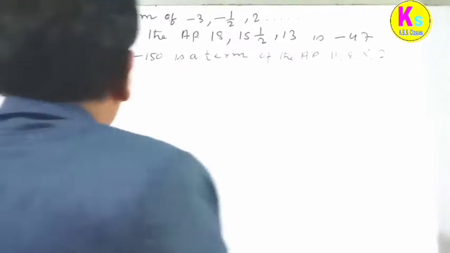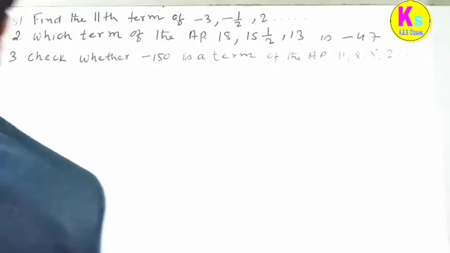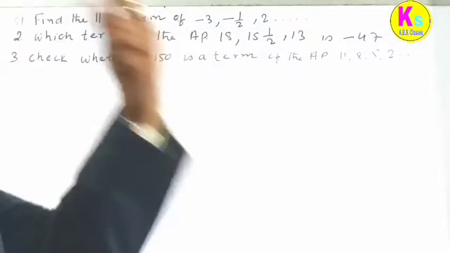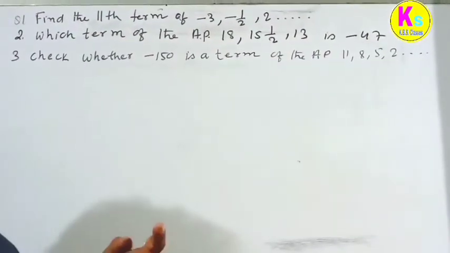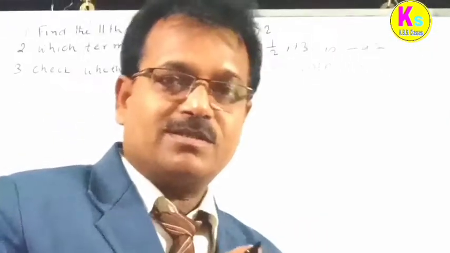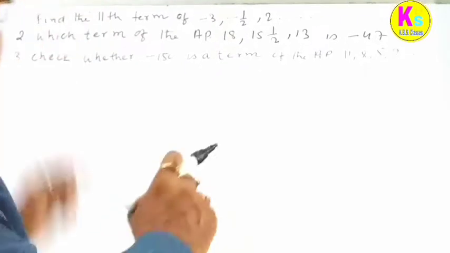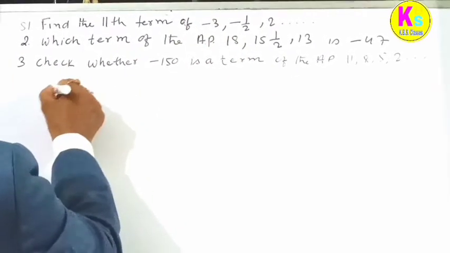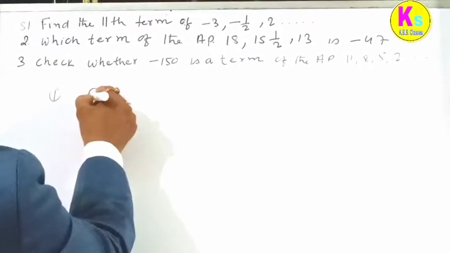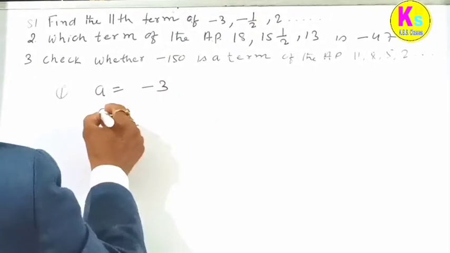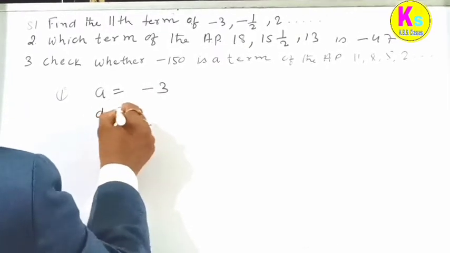First we are doing the first sum. You have to find the 11th term. You remember the first formula: a plus (n minus 1) into d. What is n here? In the first sum, a means the first term. The first term is -3, and d means the common difference.